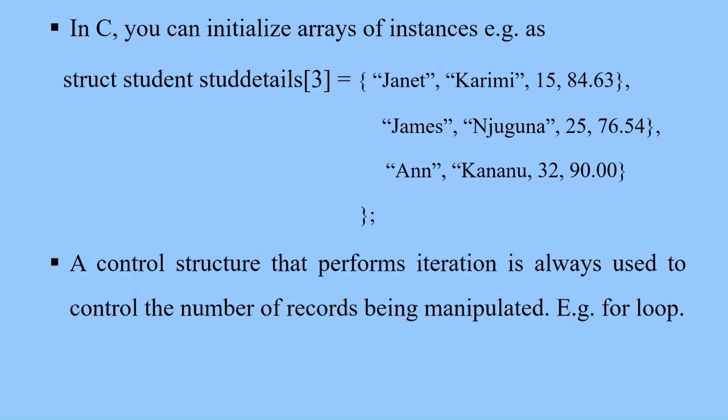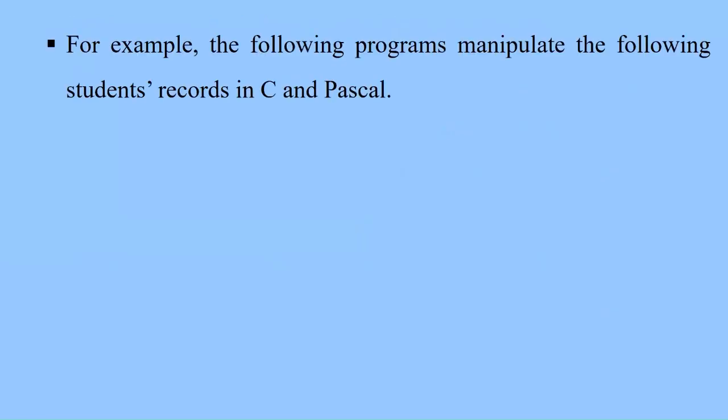A control structure that performs iteration is always used to control the number of records being manipulated using a for loop. For example, the following programs manipulate the following student records in C and Pascal.